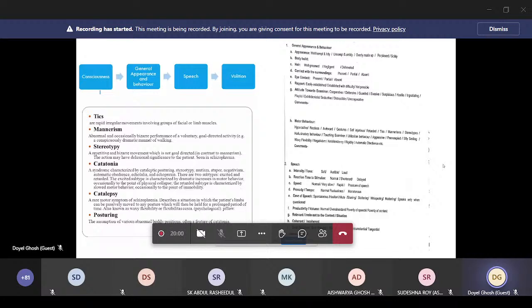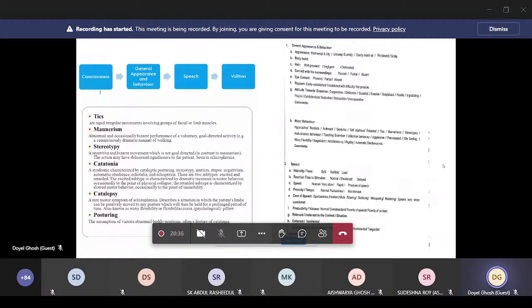Is it goal directed, non goal directed, circumstantial, tangential? What is circumstantial and tangential? Circumstantial is when you're asking a person, where is your office? He's answering that I go to office at 10 a.m. and then I take a bus and then do it. The bus generally is very crowded. My office is in Dharamtala. So he is basically answering your question, but in a circumstantial manner.